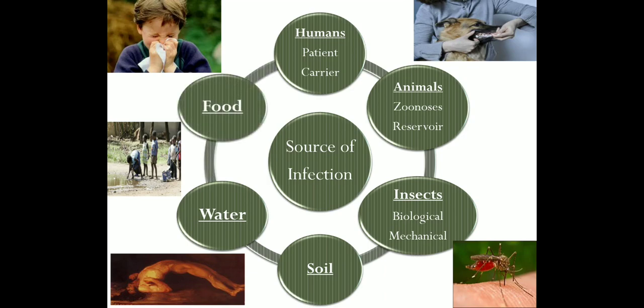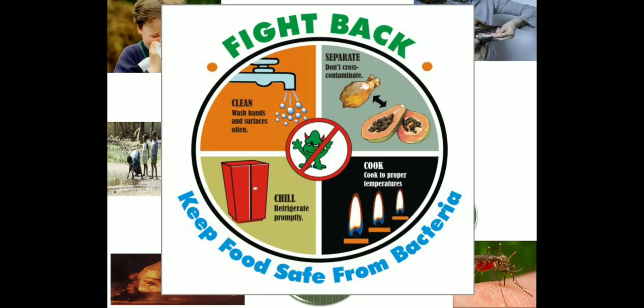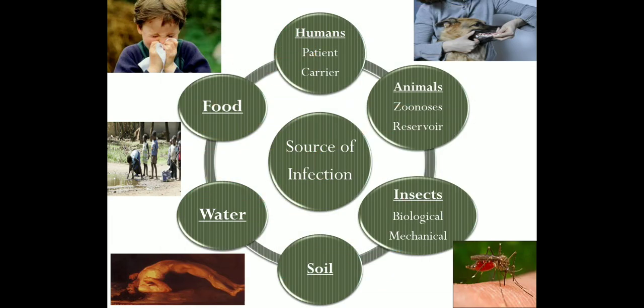And then, of course, food, especially improperly cooked food, or refrigerated food, or food which has been inadequately prepared because of inadequate washing of the vegetables. All these factors also contribute to the infection. So, to summarize, there are different sources of bacteria ranging from humans, animals, insects, soil, water and food.